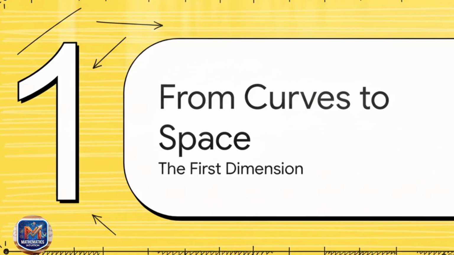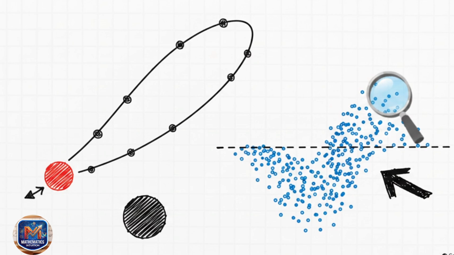From curves to space, the first dimension. Now, when I say the word curve, your mind probably jumps straight to a line drawn on a piece of paper, maybe a parabola or just a simple circle. But in differential geometry, a curve is way more dynamic than that. Mathematically speaking, it can actually be defined in two totally distinct ways. It can be viewed as the exact path traced out by a moving point over time, or it can be looked at as a set of static points that all satisfy a specific condition, basically reaching a certain mathematical level.